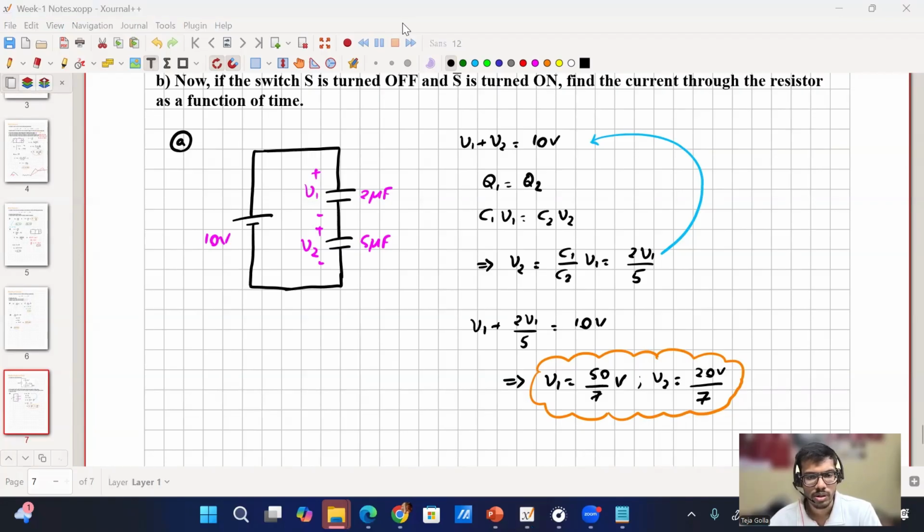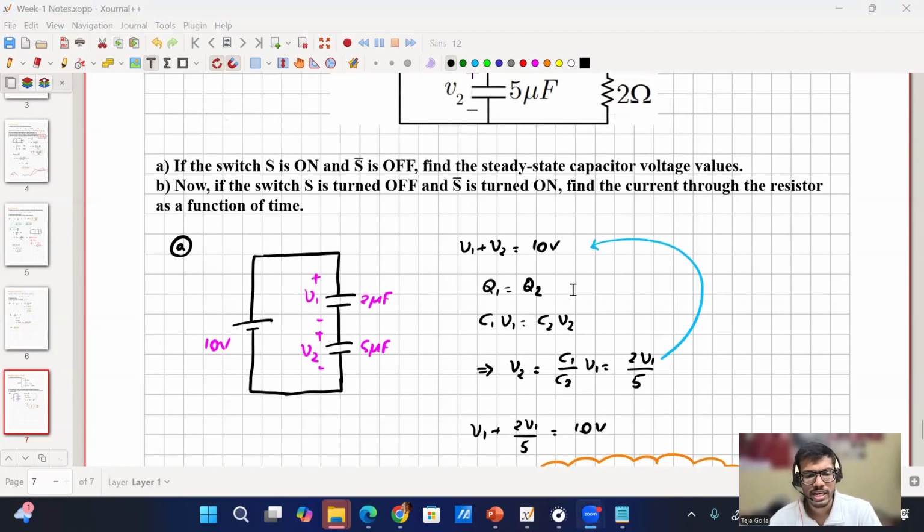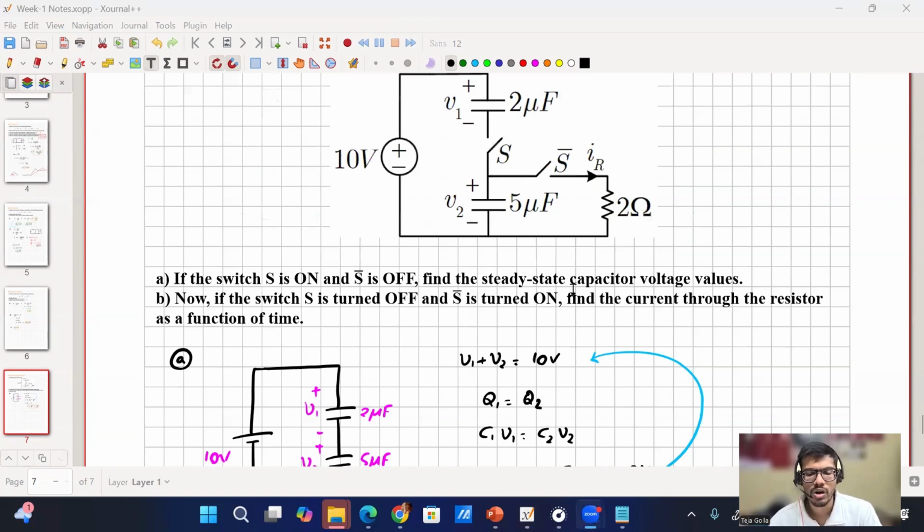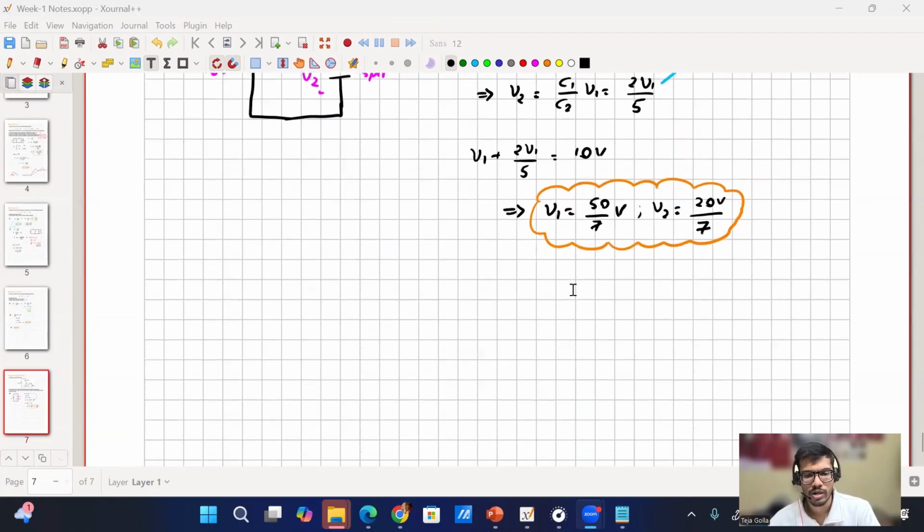Yes, sir. Okay, we'll move to the second part. In the second part, we have turned off S. So the 2 ohm and 10 volt are disconnected, and S bar is turned on. So the resistor will come parallel to the 5 microfarad capacitor.